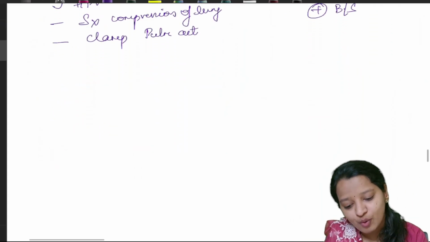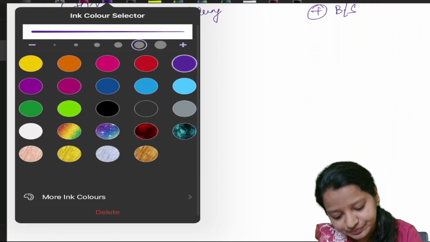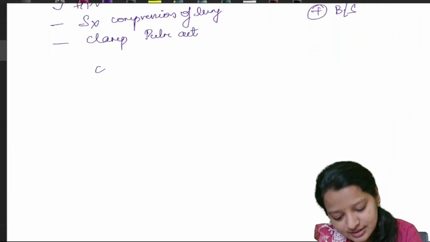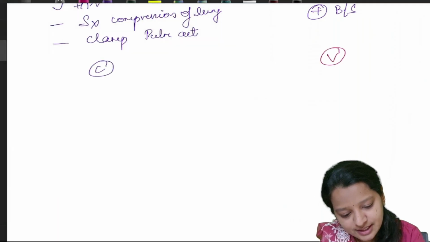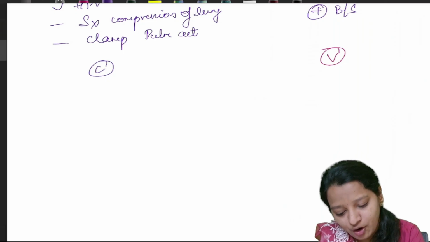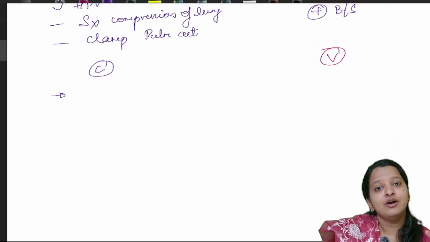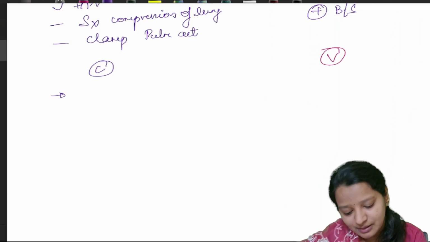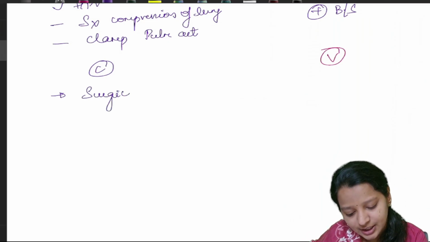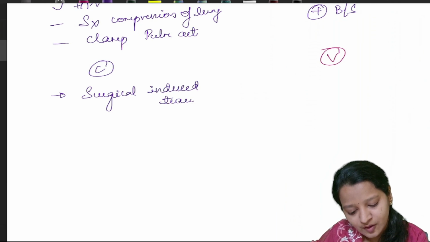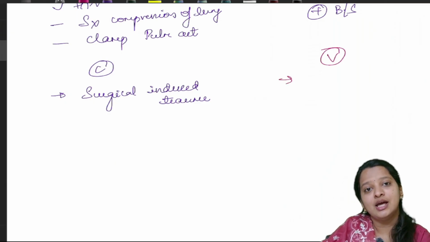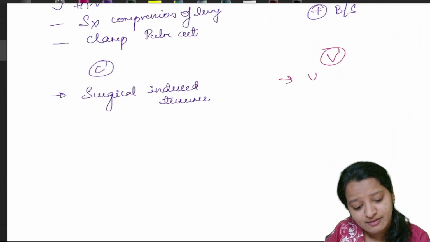Okay, so what will be the problems? Again, this is collapsed side, this is ventilated side. Okay, what will be the problems here? For the collapsed lung, that is the side of the surgery, right? So there will be surgical induced trauma. Okay. What happens to the ventilated lung? Here the ventilation is by the ventilator, right? So there will be ventilator induced trauma.